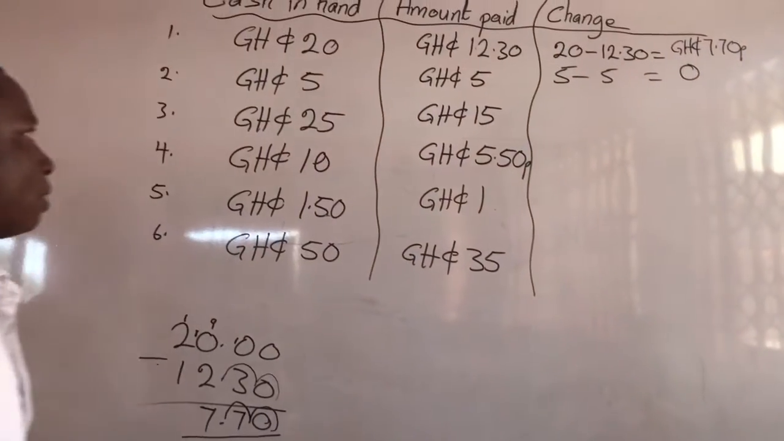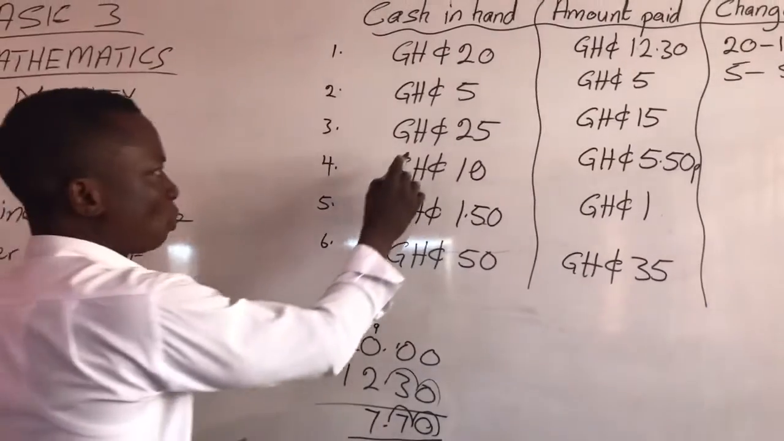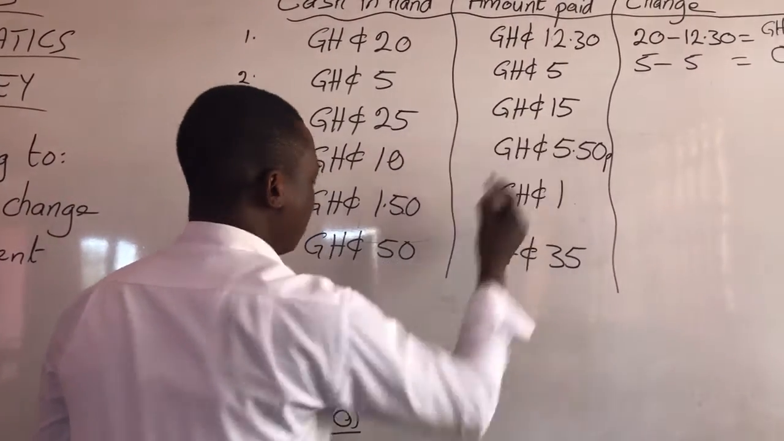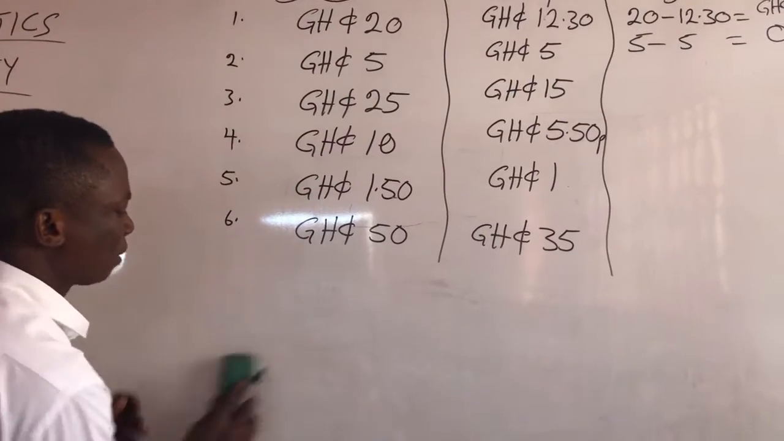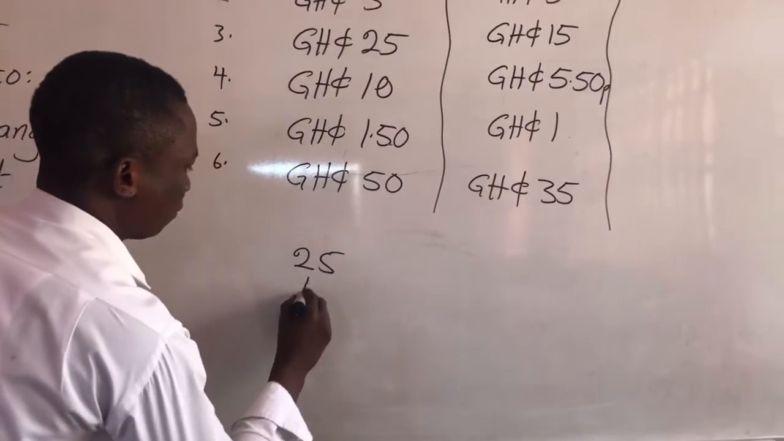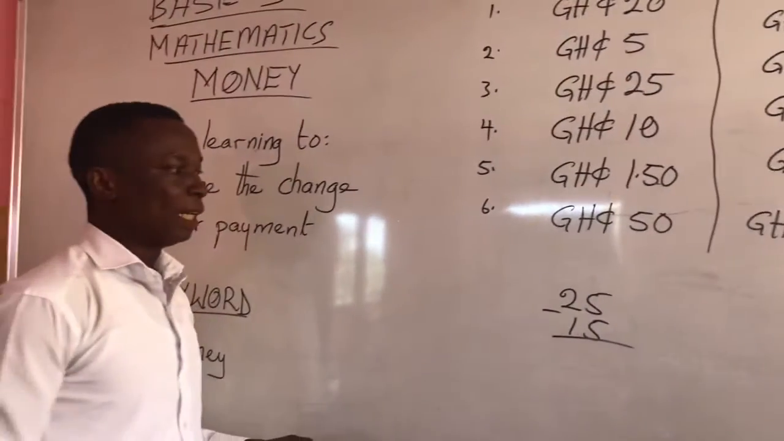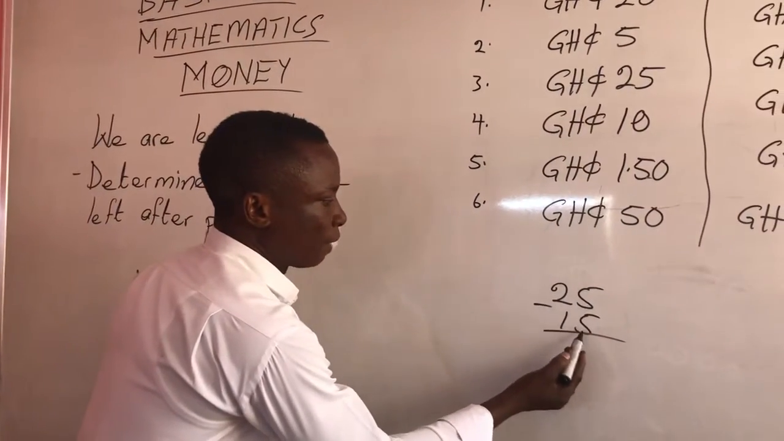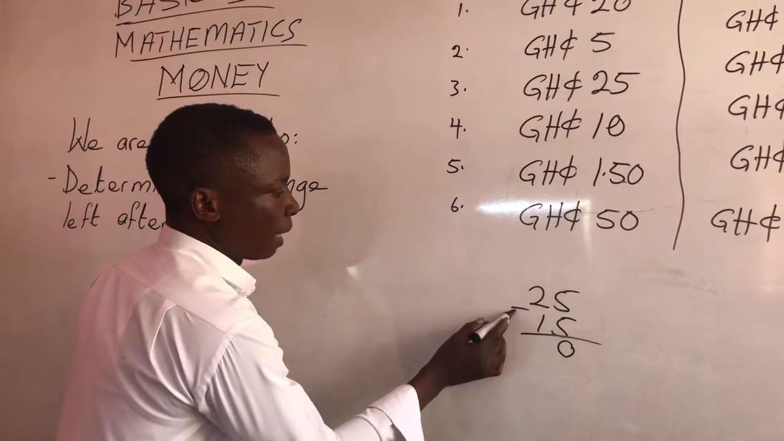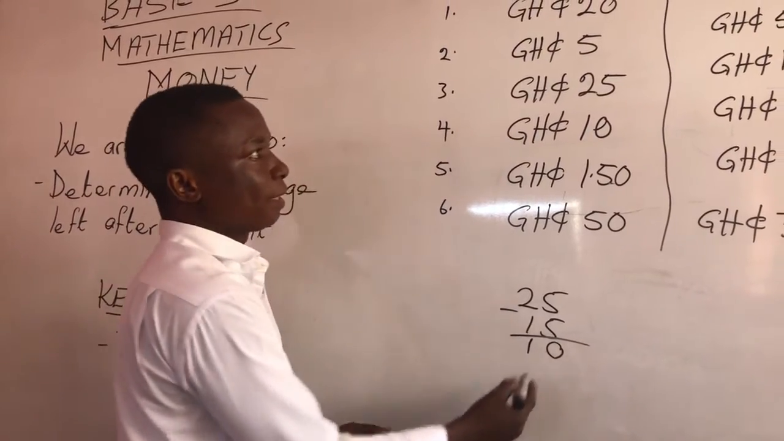0. Now, you are given 25 Ghana cedis. Look at it, 25 Ghana cedis. And you made a payment of 15 cedis. So let's quickly do that calculation. 25, you made a payment of 15. Then you subtract. How much will you be left with? 5 minus 5 will be 0. 2 minus 1 will be 1. So we will be left with 10 Ghana cedis.